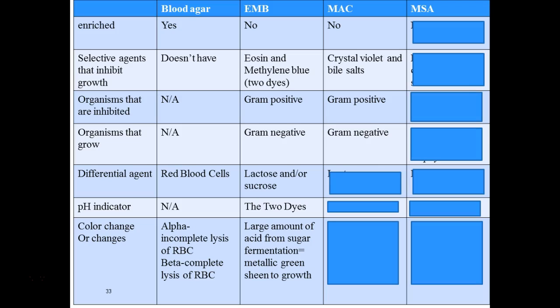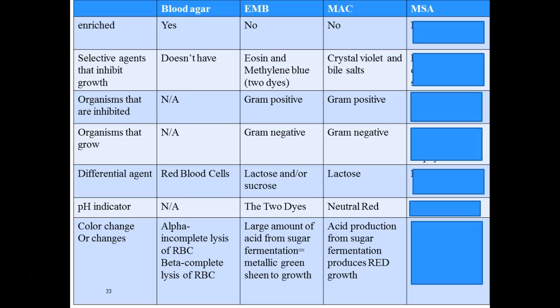Again, what are we looking for? Change related to what sugar? Lactose. This one's just lactose. But in this case, what's going to be our pH indicator? Now, you would think, huh? Yes, it's neutral red. So these organisms, when they produce the acid, they're going to turn red, or like pinkish. But I've seen some really bright reds too.